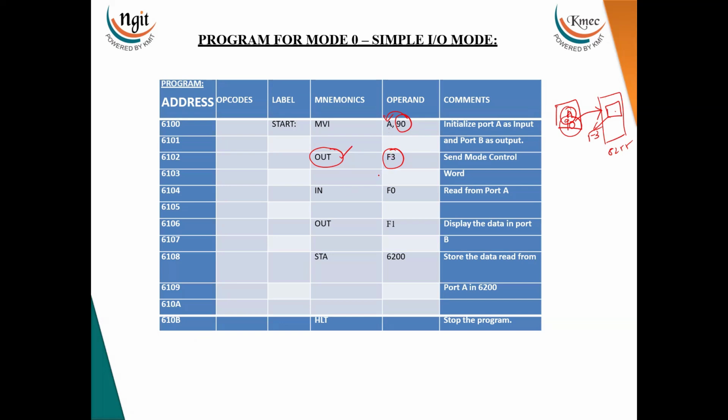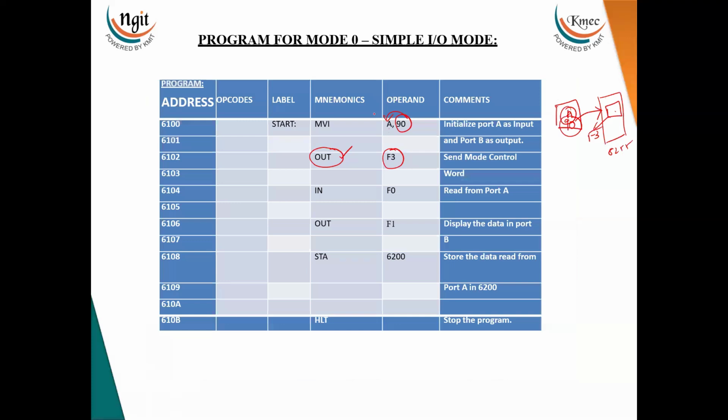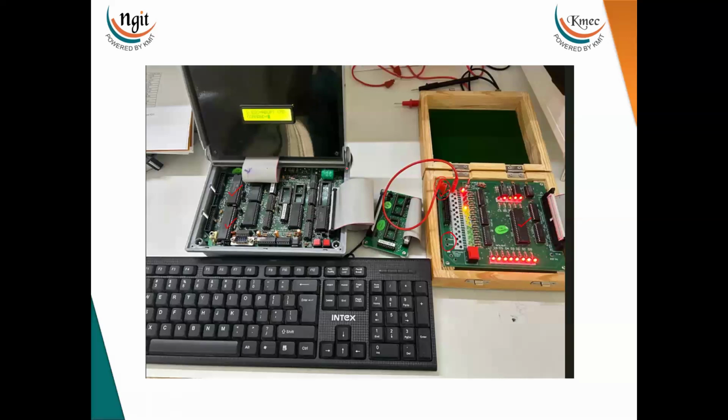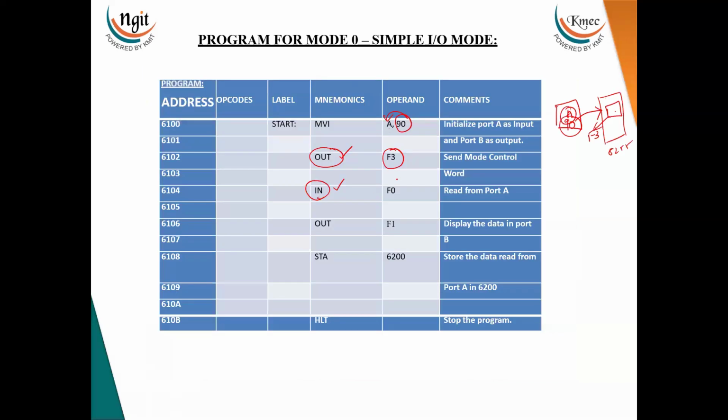Now after that, whatever data we set manually, the microprocessor should read that data. For that, what? IN instruction. Reading means IN instruction. Now where is the data? In port A. What is the port A address? F0. So whatever data is there in F0, which is the address of port A, will be read by the microprocessor.